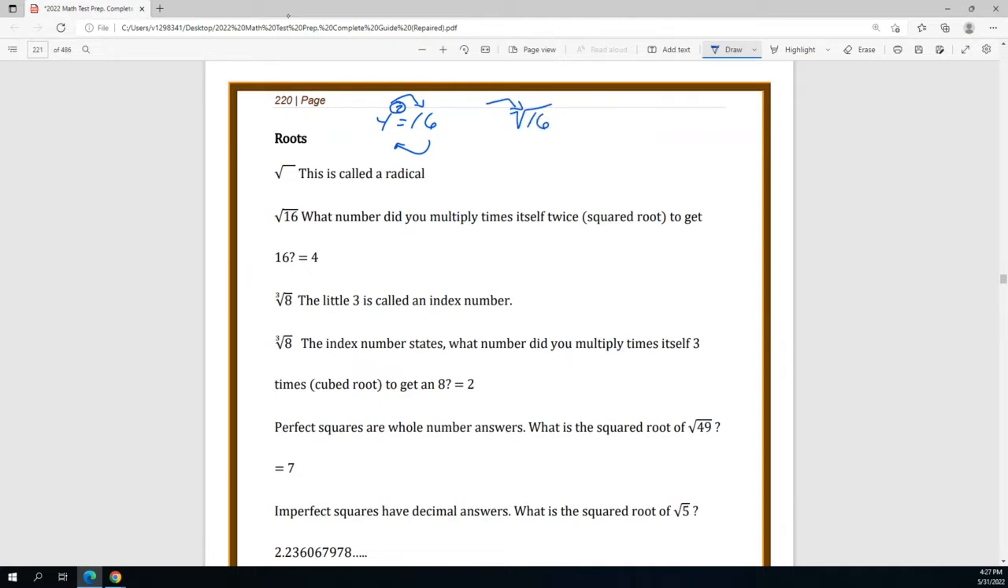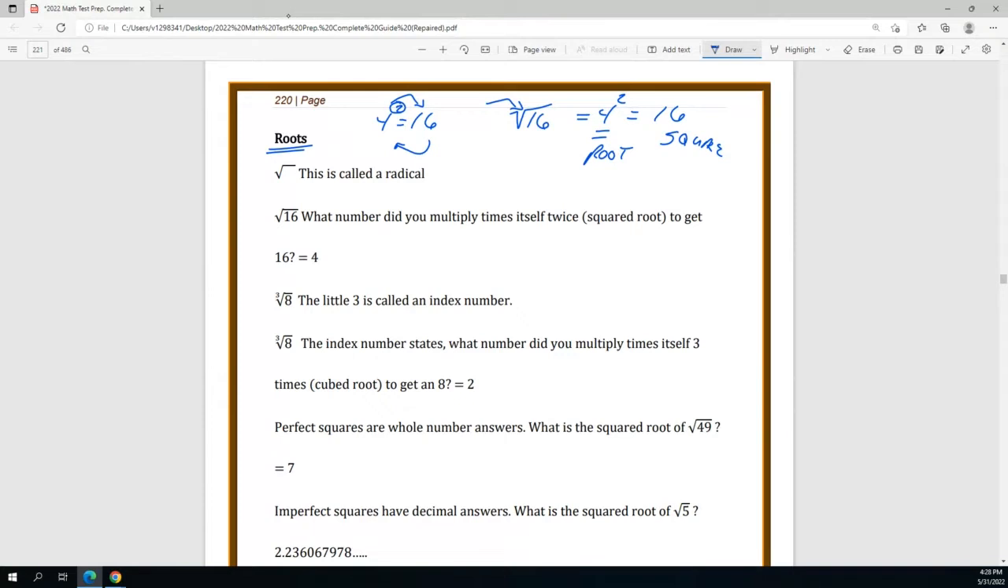Now, this is called a radical. And what the radical says is, what did I multiply times itself to give me 16? And what I multiplied times itself to give me 16 was the number 4. So that gets me back to the root 4, and that's why we say roots. This was my number 4. It's the number I multiplied times itself twice to give me 16. This would be my square. So square and root, that's where this comes from.